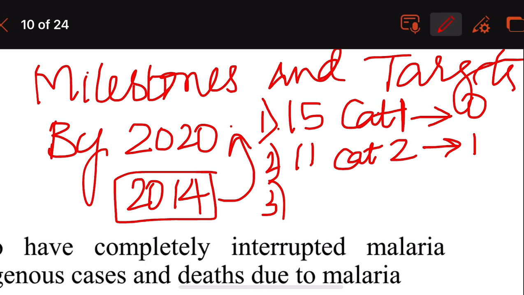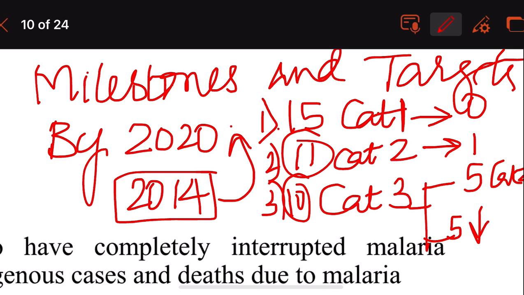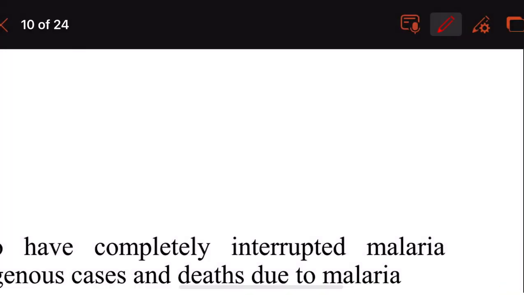Third thing, category 3 has a total of 10 states, right? Of these 10 states, the first 5 states should enter category 2. For the remaining 5 states, the disease burden has to come down. And lastly, the disease burden should come down by 15 to 20%. I hope it is clear.